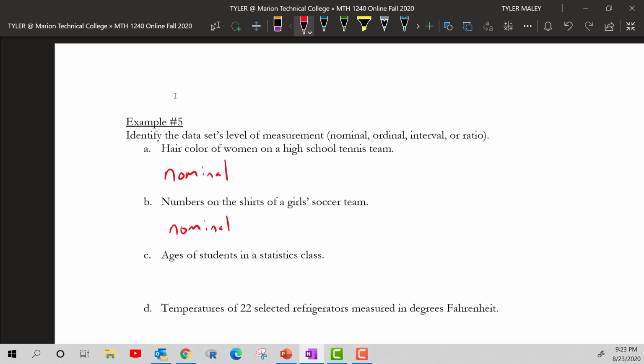Ages of students in a statistics class. So that is a quantitative measure. So you want to think about, is it ratio or interval? So do we have a natural zero? And also, do ratios make sense? And the answer to both of those is yes. If your age is 0, it means that you have no age, right? So this would be a ratio.